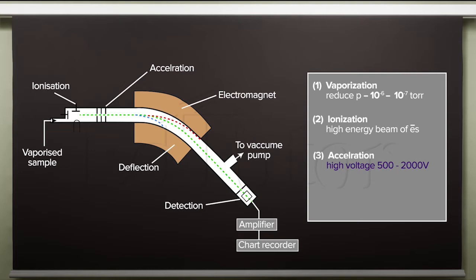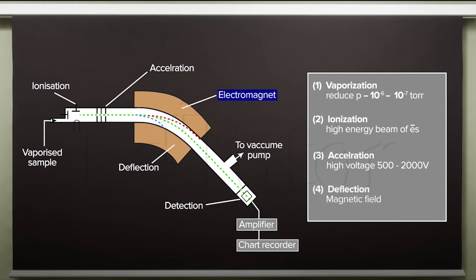When a potential difference of 500 volts to 2000 volts is applied, these positive ions get attracted to the negative plate, and in this way these positive ions are accelerated. Pretty simple, right? After acceleration, these ions are passed through a strong magnetic field, where they get separated based on their mass to charge ratio values. In magnetic fields, these ions move in a circular path, which causes separation.